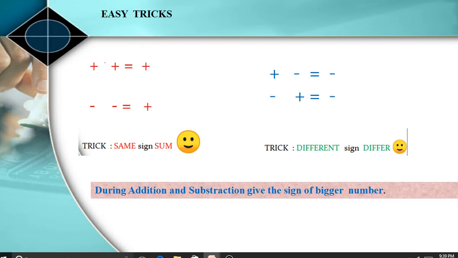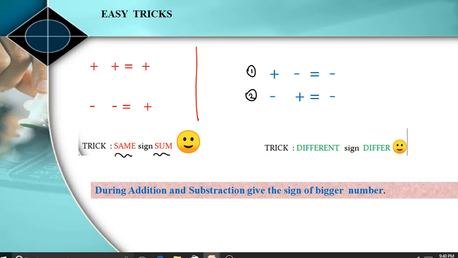Yes, so you can see the trick here. Children, whenever you need to do addition and subtraction, you have to remember these things. Plus plus becomes plus, minus minus becomes plus. So whenever the signs are same, you have to do the addition. I have written a trick: same sign sum. Whenever you see the same sign, plus plus or minus minus, you do the addition and it becomes plus. And there is one more thing to remember: plus minus becomes minus and minus plus becomes minus.